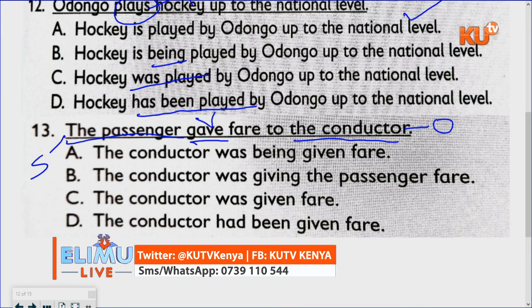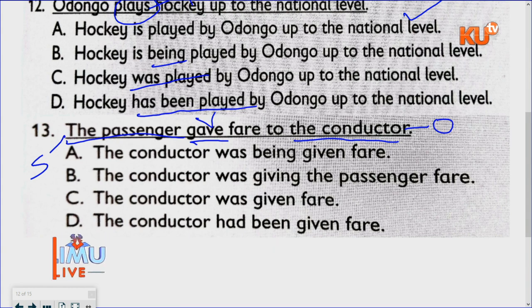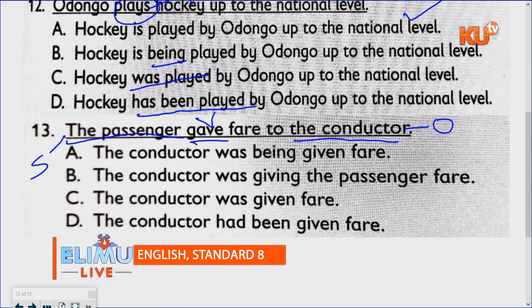not the tense. The passenger gave fare. It is in simple present tense. Give, simple present tense. Simple past tense. Simple present tense is give. Simple past tense. The conductor was being given. Being given is not correct because that is past continuous.